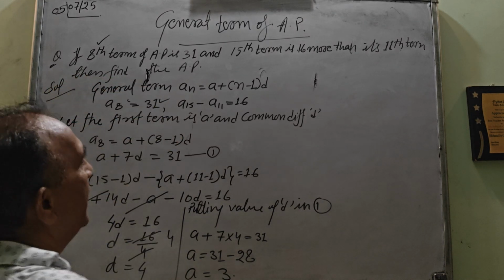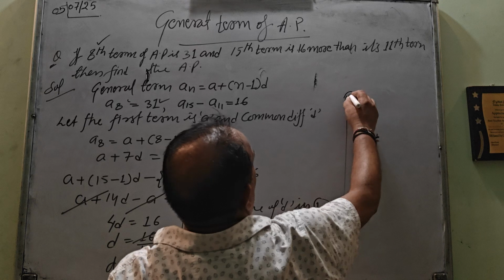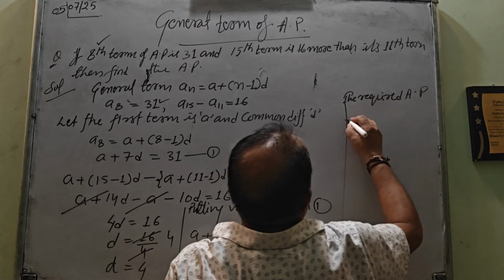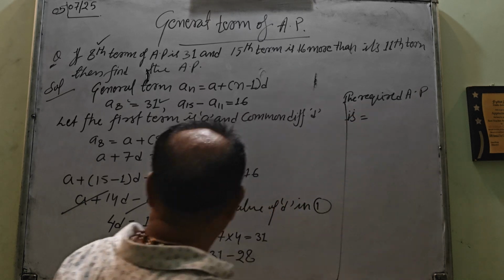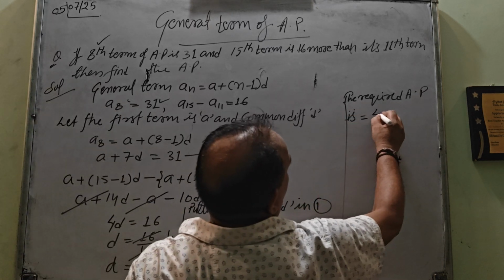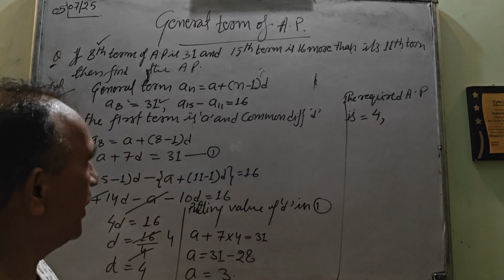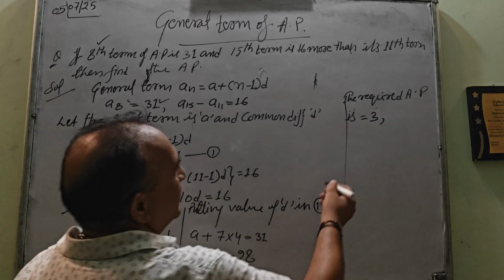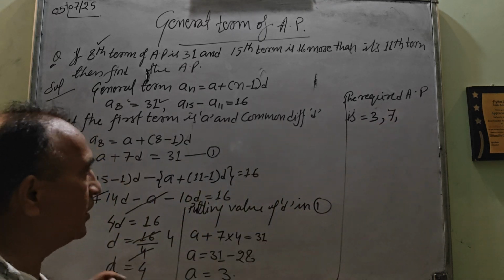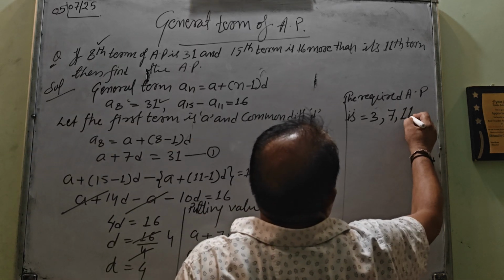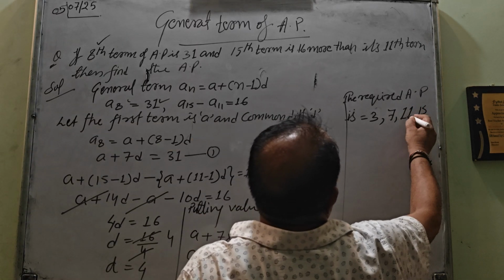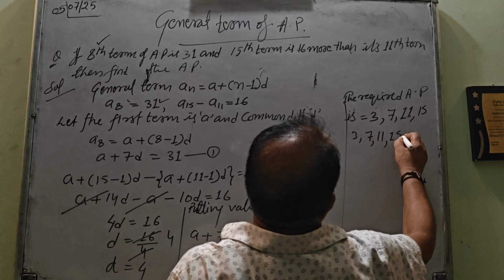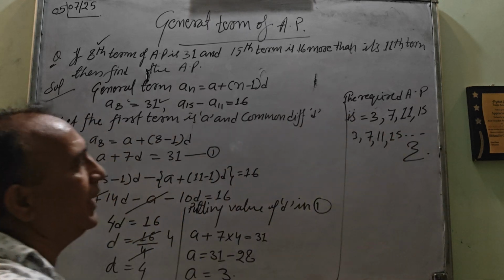We have to find the AP, and we know the required AP. What will it be? First term is 3, second term 3 plus 4 is 7, next 7 plus 4 is 11, 11 plus 4 is 15, and so on: 3, 7, 11, 15, and so on. It is our required AP.